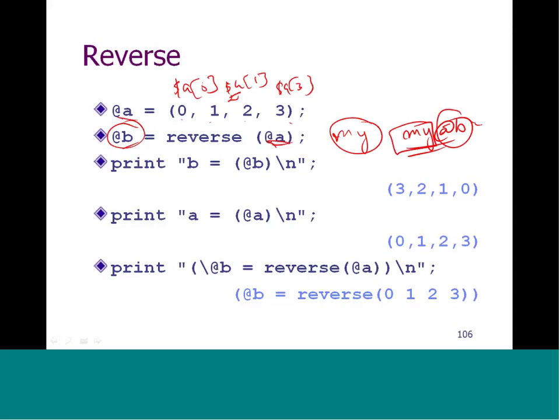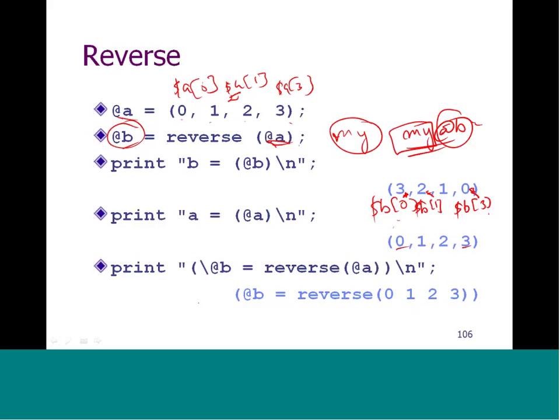So now let's look at this. When we say reverse, we are assigning this as a reverse. So now for $B0, that value is 3, and $B1 is 2, and $B3 is actually 0. All have a dollar in front. In this example, we are printing the corresponding A from 0 through 3. You can see that the values are 0 to 3, whereas for B, $B0 corresponds to 3, and $B3 corresponds to 0.